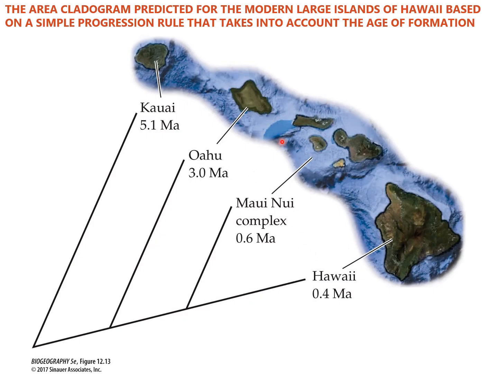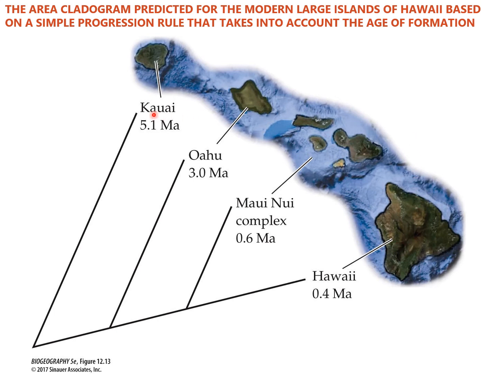So if we were to just look at the area cladogram that's predicted for the modern large islands of Hawaii, we can see just a simple progression rule that takes into account the age of the islands. And it's really simple. You have the oldest island here, and then the other islands are younger and formed, probably in this sequence, where you have these islands more closely related to one another geologically in time than these two, because these are older. So basically this one formed, and then this one formed, and this one formed, and this one. It's very simple, nothing complex really going on there.